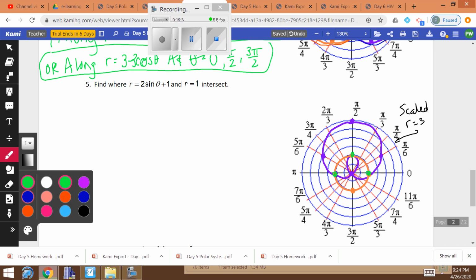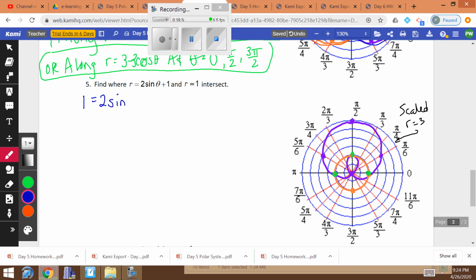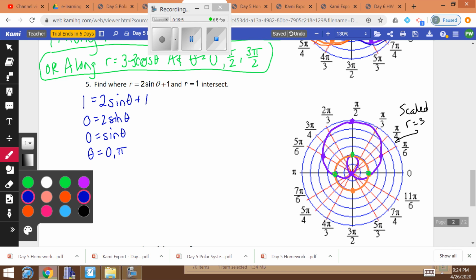So let's quickly solve this. They both equal r. So 1 equals 2 sine theta plus 1. Subtract, divide by 2. So we want to know where sine is 0, and that is at 0 and pi. So you can tell that gives us two of them. That gives us here at 0 and here at pi. So we've got that one, but it didn't give us the third value here.